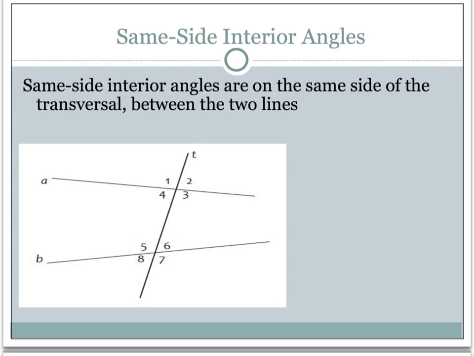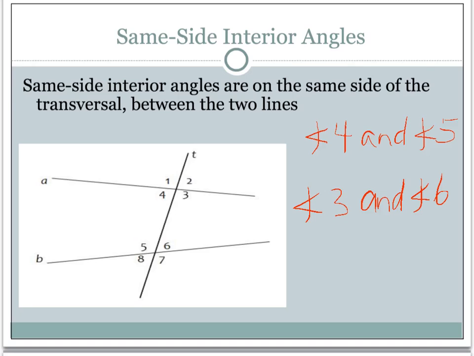Same side interior. Interior again means on the inside of the two lines. Now this time, same side is going to be on the same side of the transversal. So they have to be on the same side of the transversal and in between the two lines. So we would say that angle 4 and angle 5 are same side interior, and angle 3 and angle 6 are same side interior.